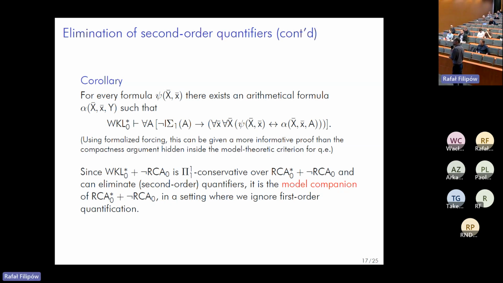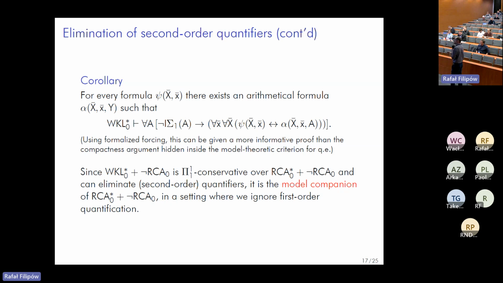And if you apply that to this picture, that's exactly what you get here. So any model of RC 0 star that doesn't satisfy sigma 1 induction extends to a model of weak Königs lemma as well. You can go back. I mean, any model of this is already a model of this theory. And this theory adds no new, and this theory eliminates second order quantifiers. So in this setting where arithmetical quantifiers are ignored, this theory actually has quantifier elimination. So it is the model companion of RC 0 star plus not RC 0.